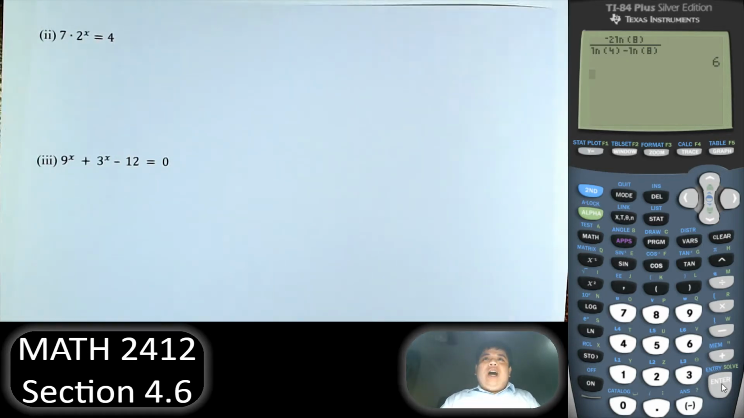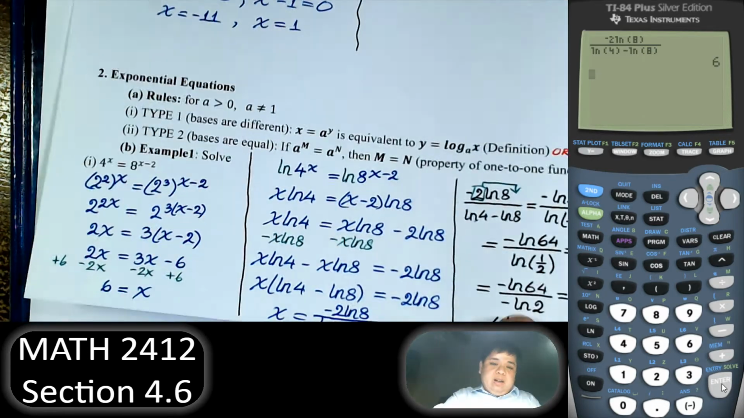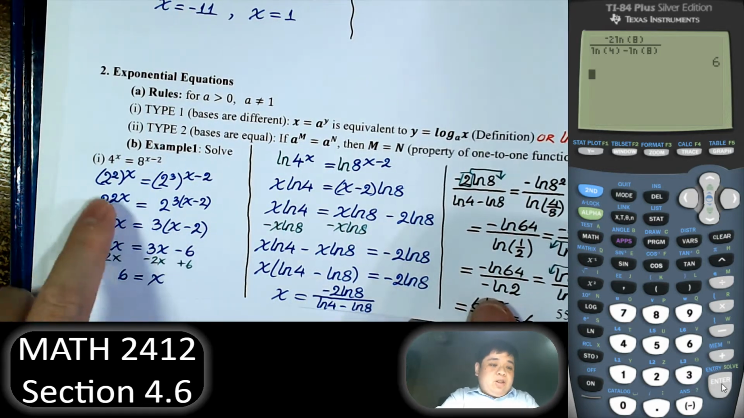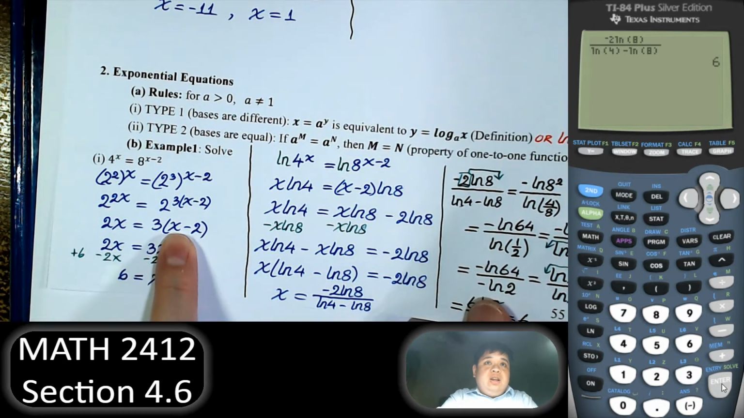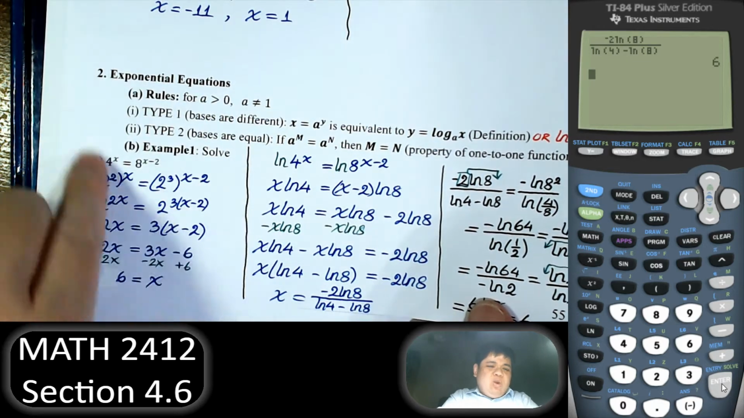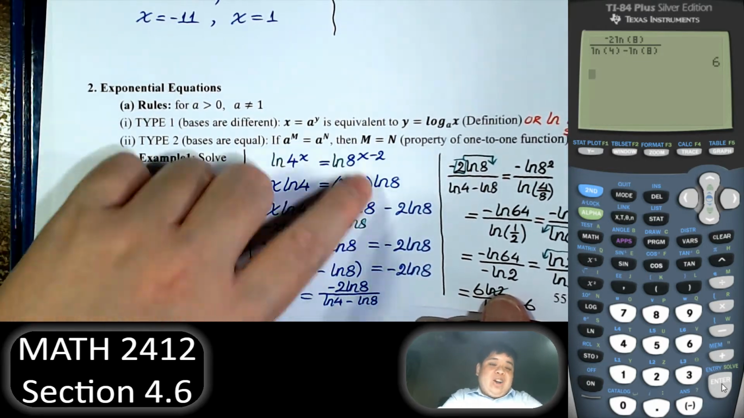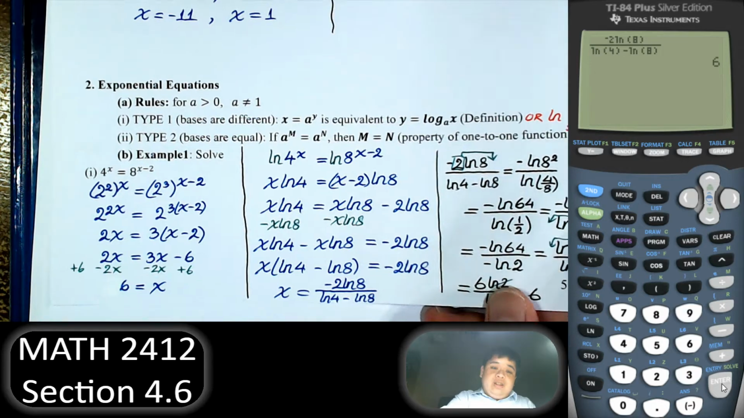Right, so two types of equation, and this is pretty much the two types. The first, we change them to the same basis. If we can do that, that works out a lot better. If we cannot, take ln on both sides.